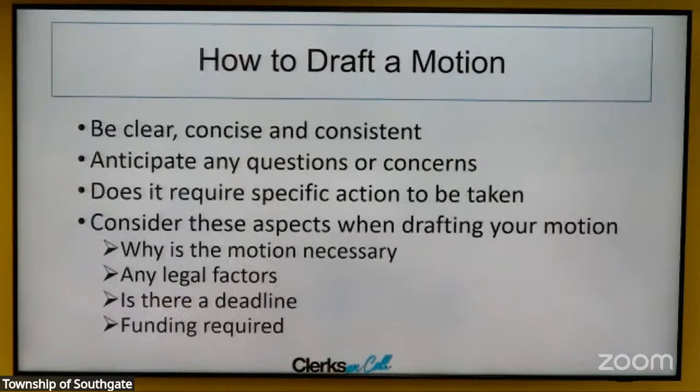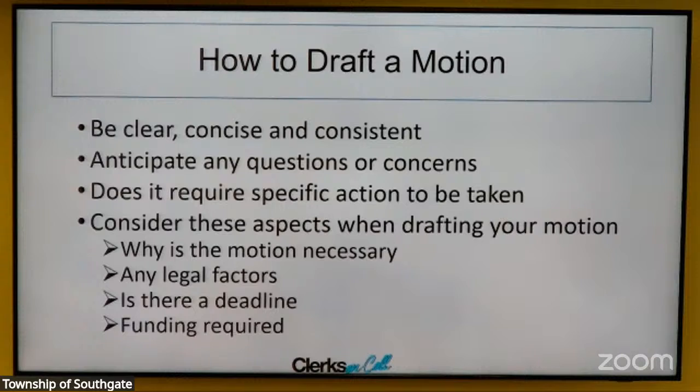Writing a motion isn't difficult, but it does take some forethought. If you are drafting a motion that's related to a staff report, for example, then you want to make sure that your motion is very specific. So you want to be clear, concise. You want to anticipate some of the questions or concerns that you might get from other members of council.